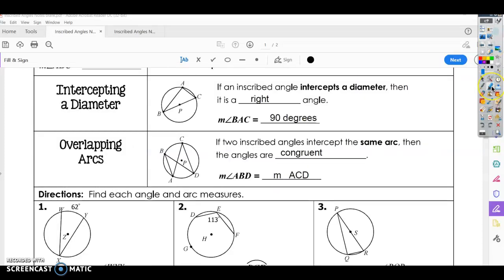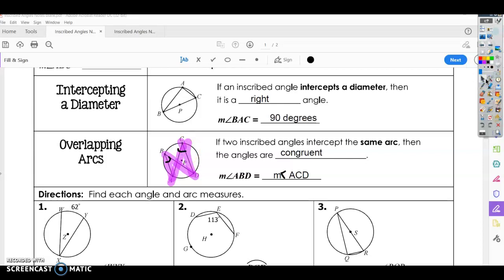All right, the last thing we're going to look at before we do some problems is overlapping arcs. If two inscribed angles intercept the same arc, then the angles are congruent. That means they're equal. So if we look here, we're going to say that the measure of ABD is going to be equal to ACD. All right, that means these two angles are congruent. So this would have an angle sign here, and that means this angle would be congruent to that angle.